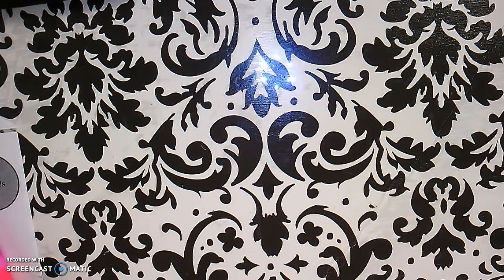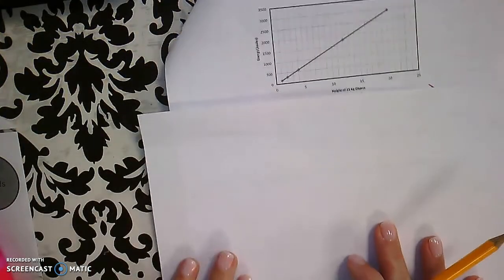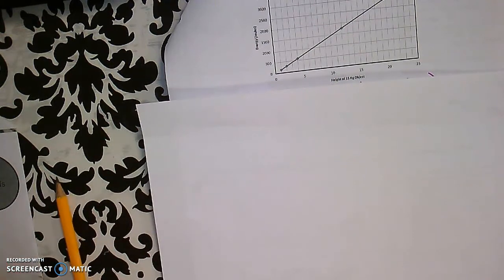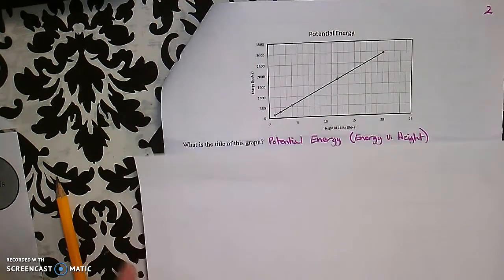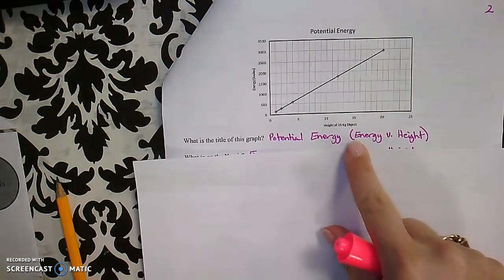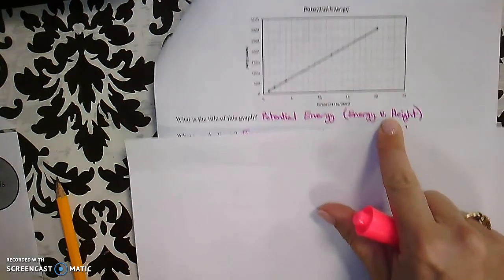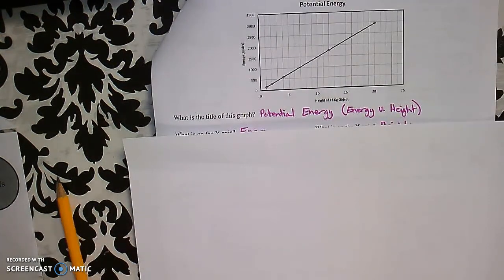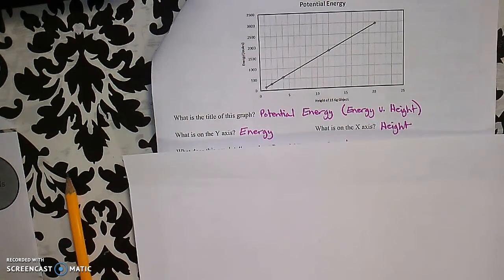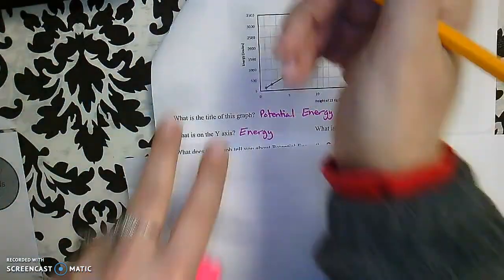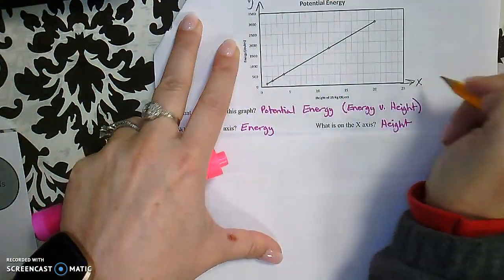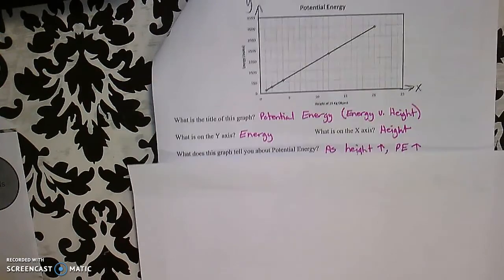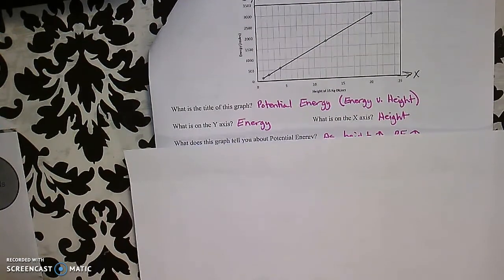So now we have a new graph of potential energy, and we've got to look and see what is the correct title of this graph. The correct title would be energy versus height, dependent variable versus independent variable. What is the y-axis? Okay, let's make our math teachers proud. This is our y, and this is our x. So our y-axis is energy, our x-axis is height.